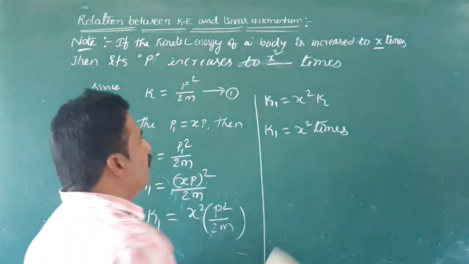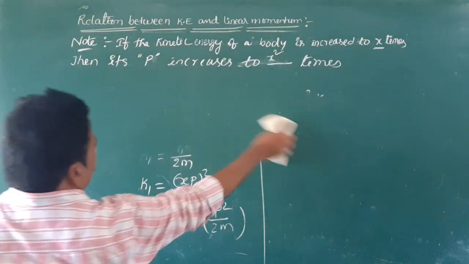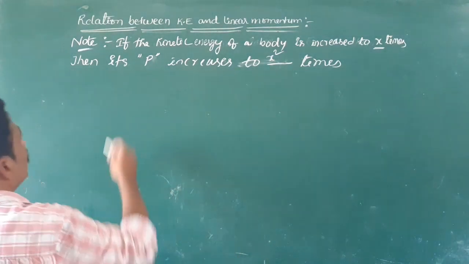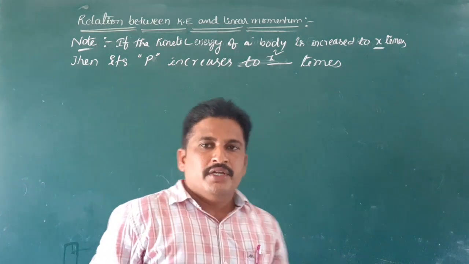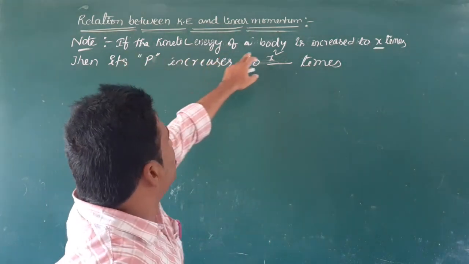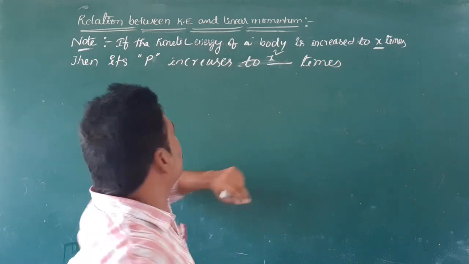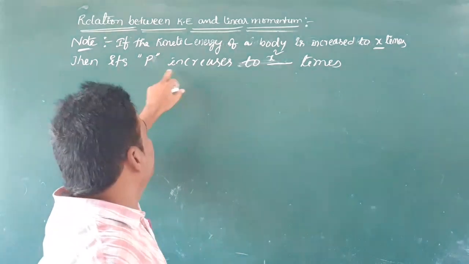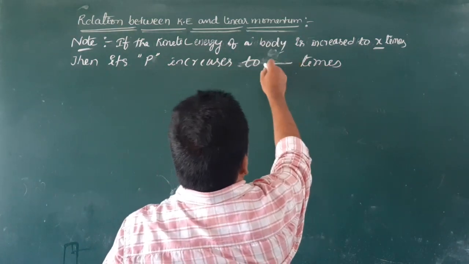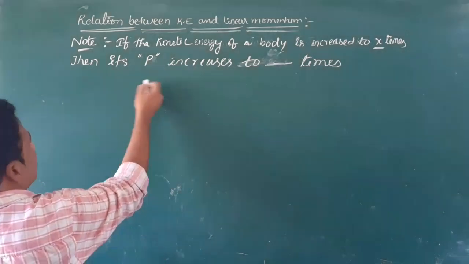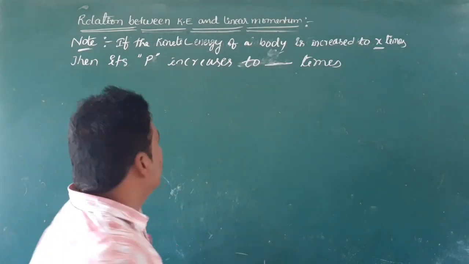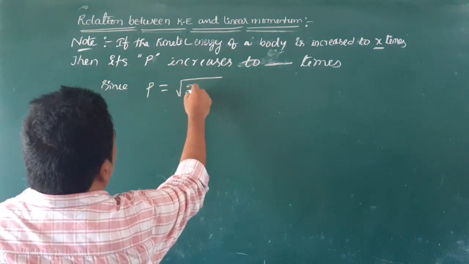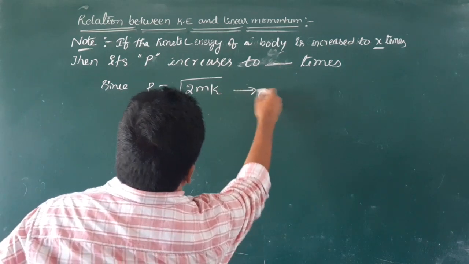Okay, see next point, students. Here, if the kinetic energy of your body is increased to x times, then its momentum P increases to how many times? See here, students. Momentum in terms of kinetic energy can be written from the relation P is equal to square root of 2mK. This is equation number 1.